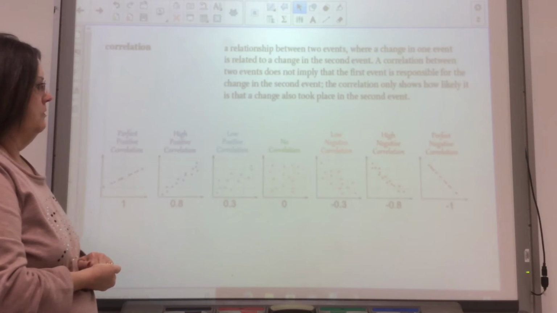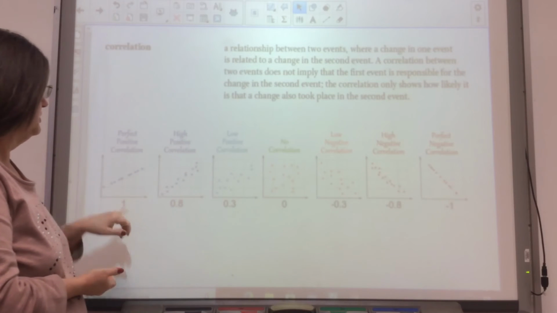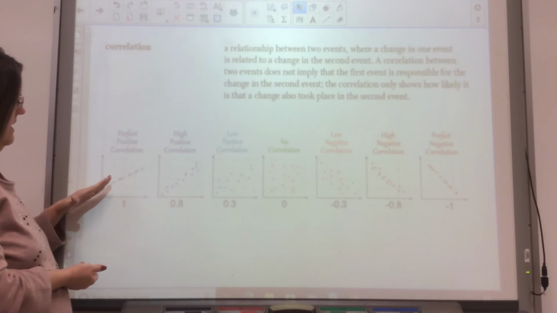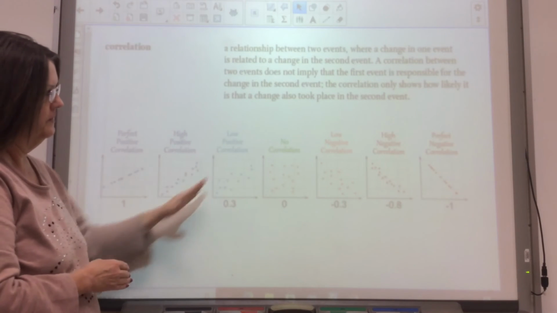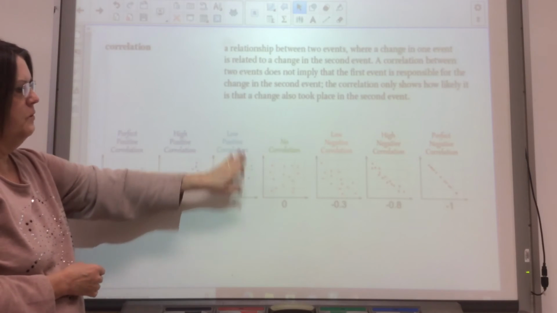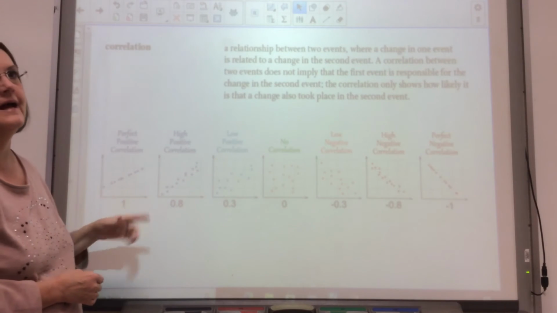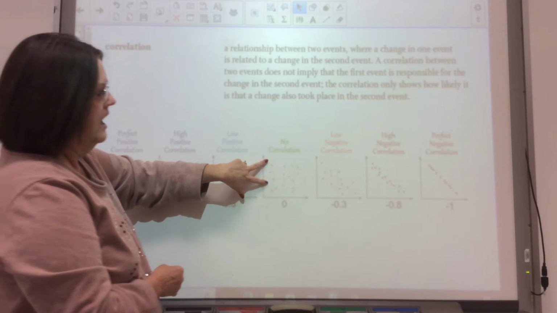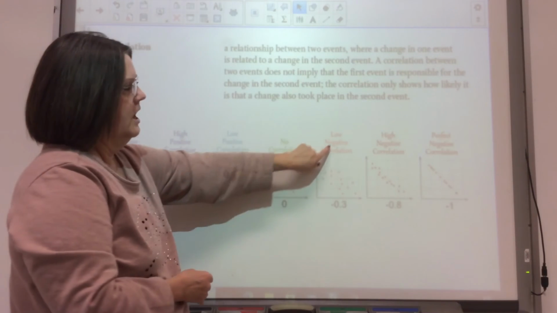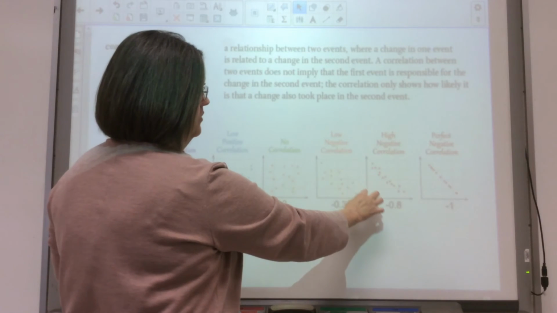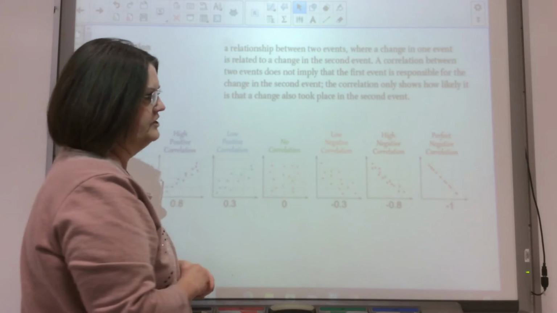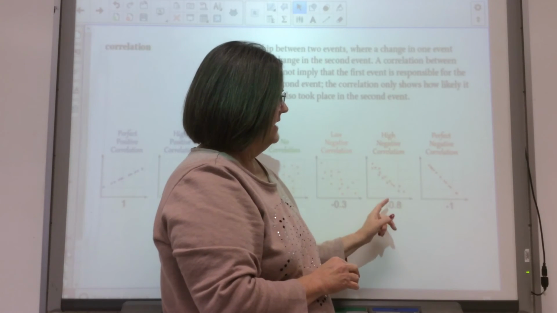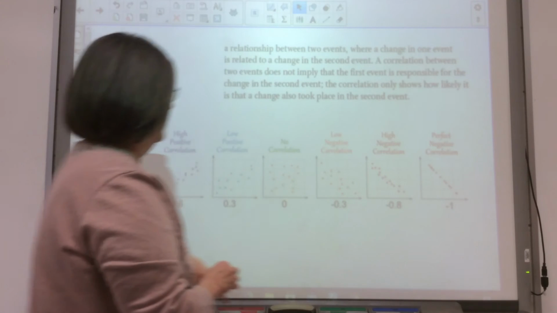We have correlation coefficients here. We have perfect positive, which is 1. We have a high positive correlation, which is 0.8. And notice that for it to be positive, it's going up as it goes from left to right. And then 0.3 is a low positive correlation. That's how come I knew when I got 0.97 on that problem earlier that I had a really strong positive correlation. If the dots are everywhere, that's no correlation. A low negative one, this is going down and they're spread out, and it's got a correlation coefficient of negative 0.3. This one is high, but it's negative as well, and this one is perfect negative correlation.